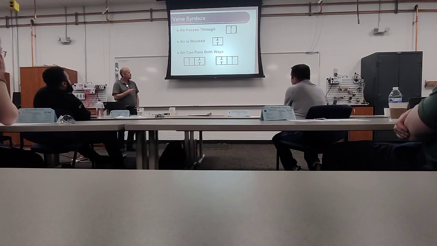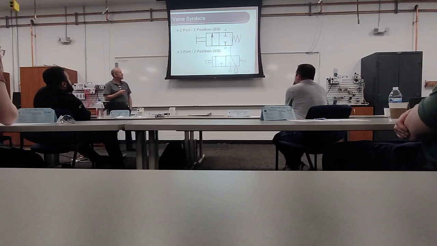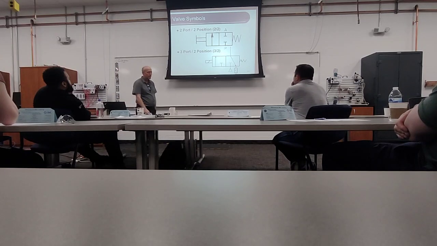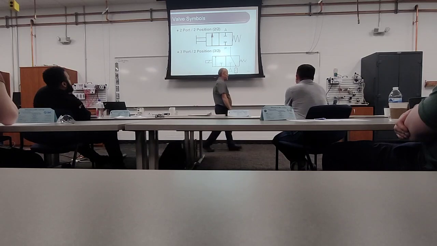Tell how many positions you have. So these are both 2-2 valves. Now, this is a 2-2 spring return push button. Where do you use 2-2 valves? When you just need air out. When you don't need to do anything but block here, when you don't need a return path.